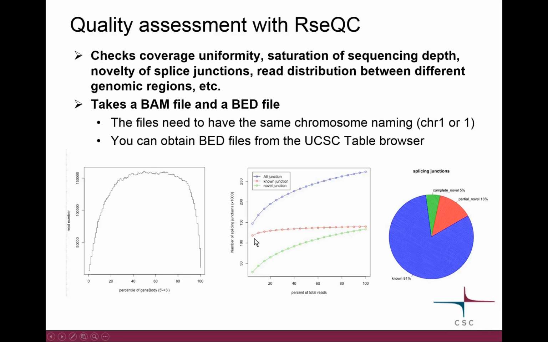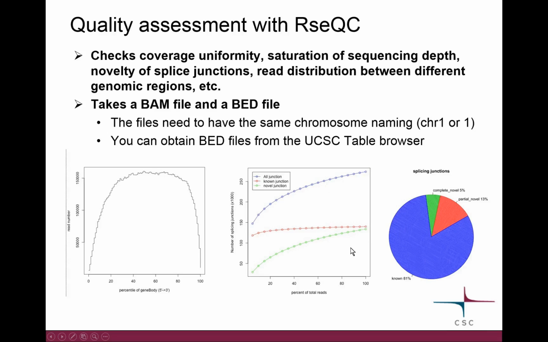From the known junctions, we pretty much know them already here at 30% of the reads. So adding more reads to our data, so sequencing more, wouldn't help us find any more known junctions. But the novel junctions shown here in green are still rising towards the end. That means that if we would sequence more, we could find maybe a bit more new junctions. And blue is just a summary of these two curves.